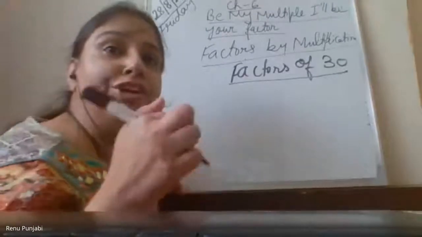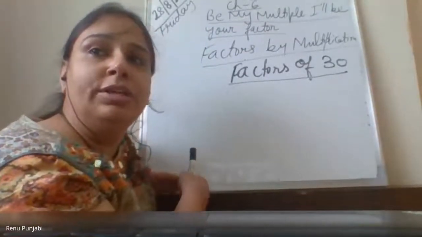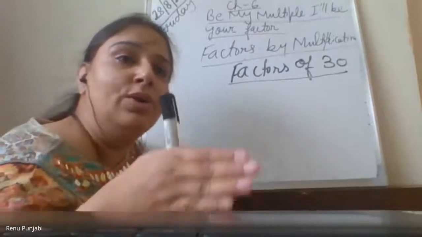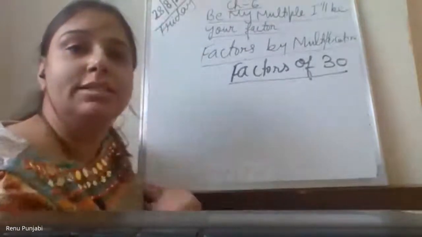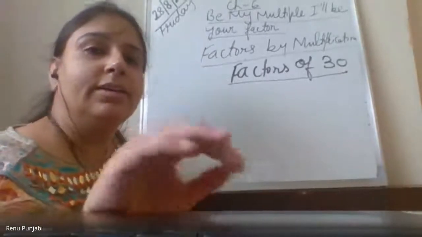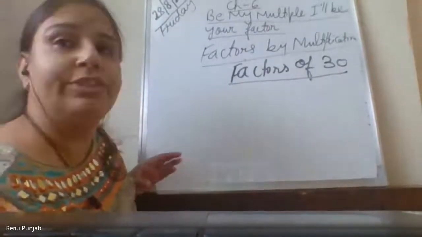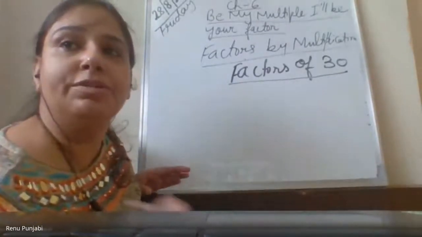I have written in the chat box. Okay. You have to give me the green signal whether I should write on the board or you all are doing it in your notebook. You all are doing? Yes, ma'am, we are doing it. Find the factors of 30 with the multiplication method.